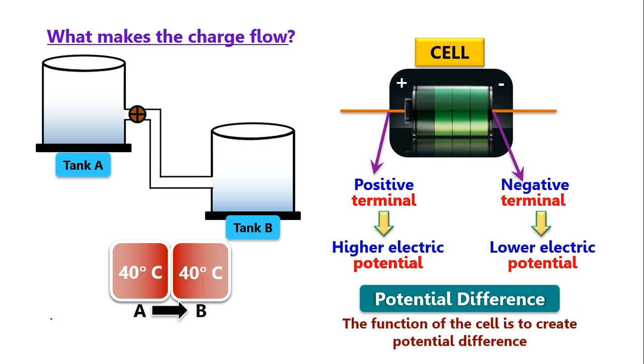So the function of the cell is to create potential difference only. What is the function of the cell? The function of the cell is to create potential difference between the positive terminal and the negative terminal. Is it clear?